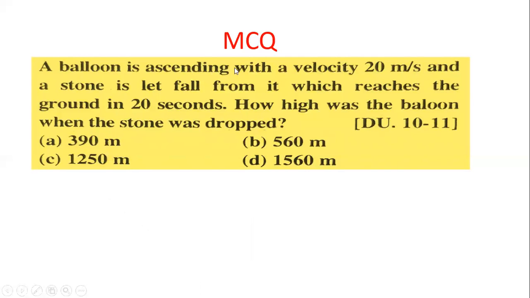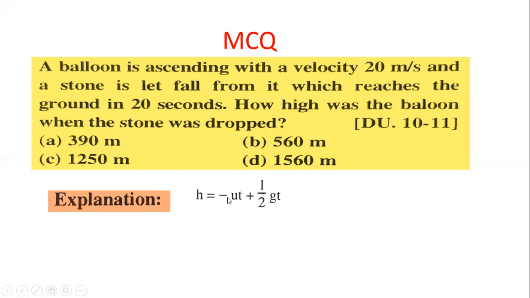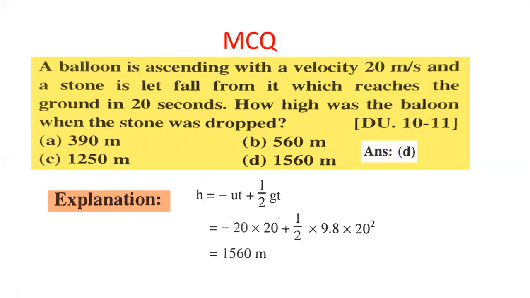A balloon is ascending with a velocity of 20 meter per second, and a stone is let fall from it which reaches the ground in 20 seconds. How high was the balloon when the stone was dropped? Explanation. Here h equal to minus ut plus half g t square. That means minus 20 into 20 plus half into 9.8 into 20 square. After this calculation, boys, you get 1560 meter. So our required answer is D, which is 1560 meter.